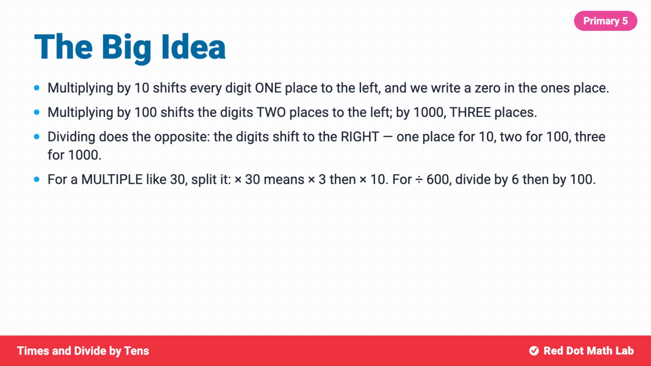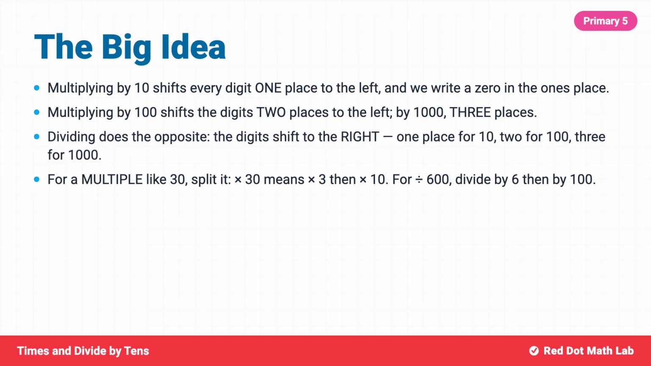Now here is the big idea. When we multiply by 10, every digit shifts one place to the left and we write a 0 in the ones place. When we multiply by 100, the digits shift 2 places to the left, and by 1000 they shift 3 places. So we just add zeros.